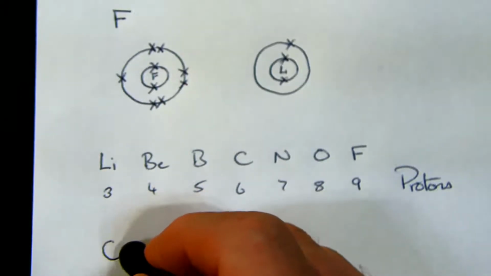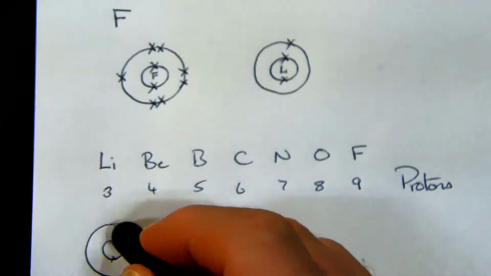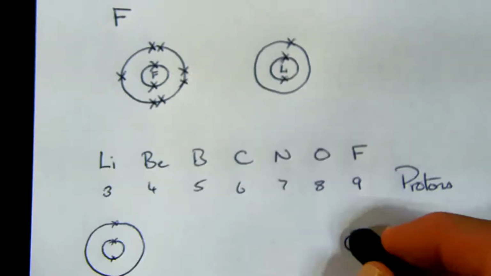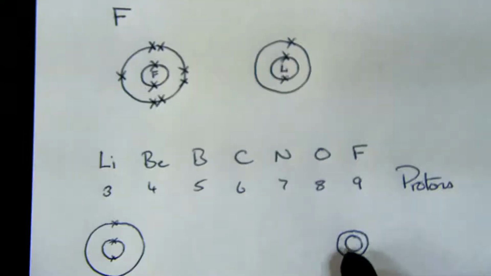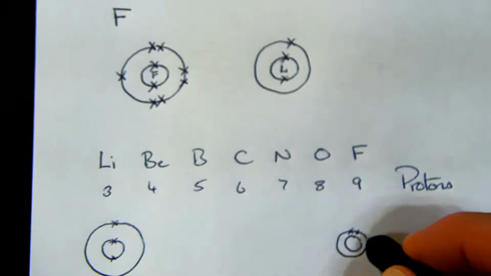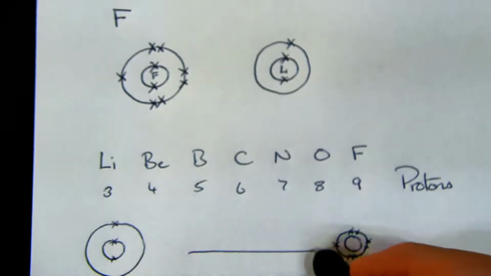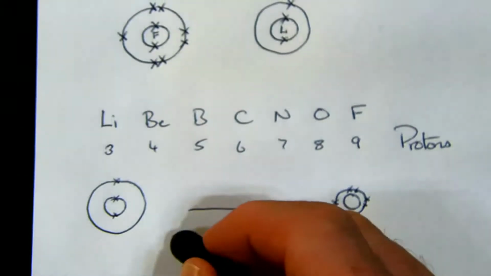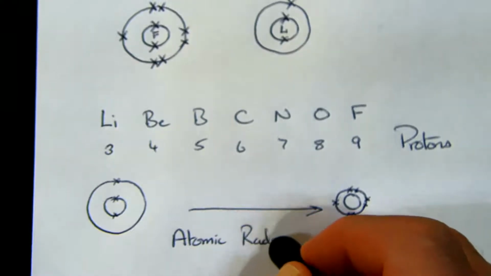So if we look at something like lithium, my outside electron's quite a way away. But if I look at fluorine, these electrons have been brought closer to the nucleus. There's more charge going on. So as we go across this period, the atomic radius is decreasing.